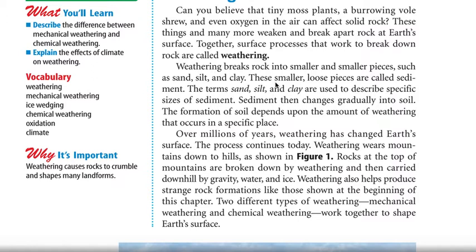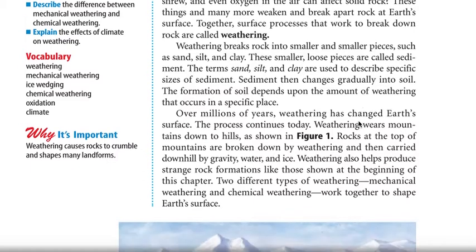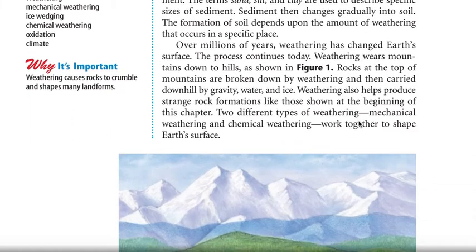The terms sand, silt, and clay are used to describe specific sizes of sediment. Sediment then changes gradually into soil. The formation of soil depends upon the amount of weathering that occurs in a specific place. Over millions of years, weathering has changed Earth's surface.